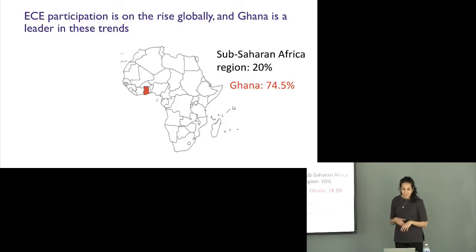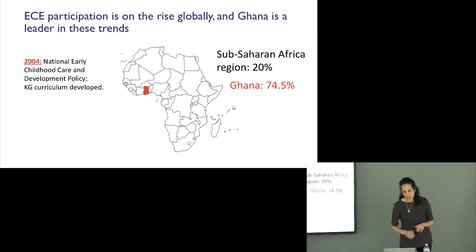So as I referenced, early childhood educational participation rates are on the rise globally. Sub-Saharan Africa as a region has the lowest. About 1 in 5 children are enrolled in some formal early educational experience. Ghana is an exception. Ghana actually has higher enrollment rates than we do here in the US for preschool children, at about 3 out of every 4 children.